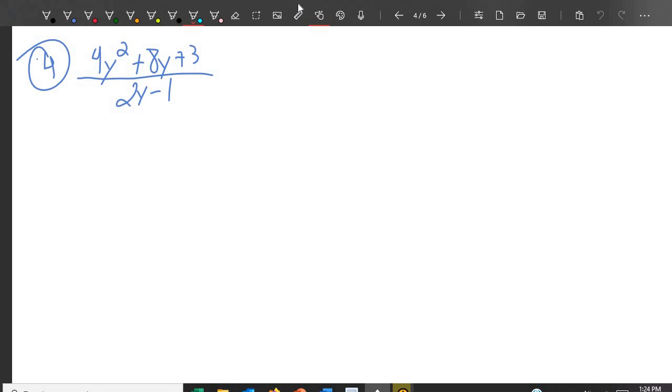Alright, the next, let's do another one. I think this one has a remainder also. So we set it up: 2y minus 1 into 4y squared plus 8y plus 3.